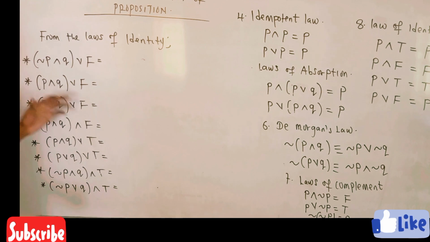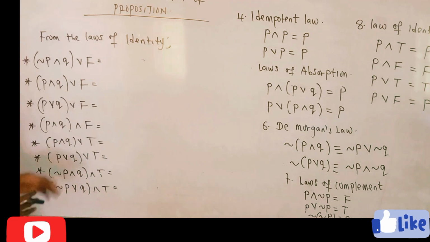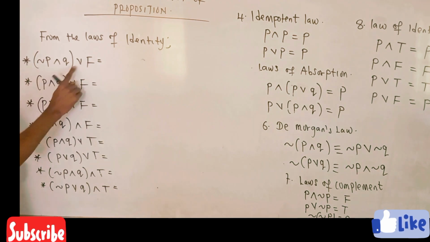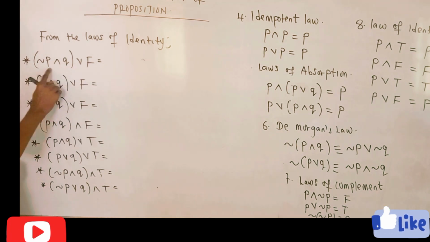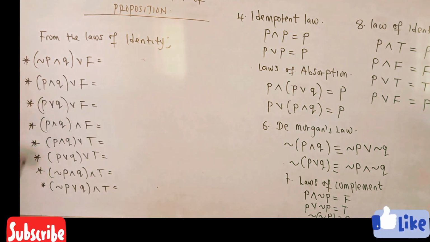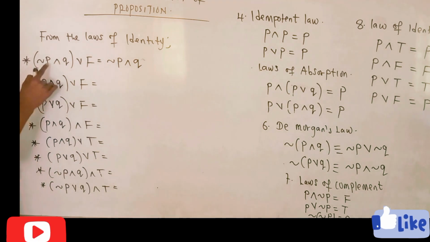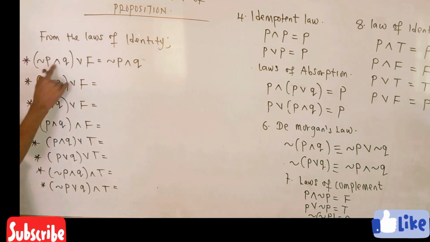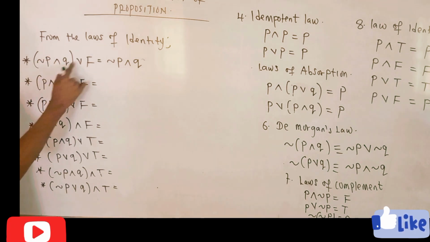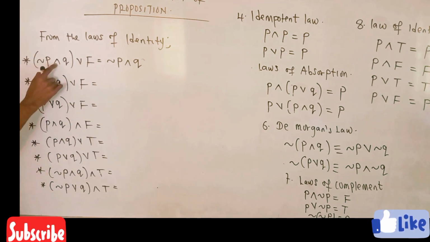Alright, from the law of identity, which is law number 8, we can derive all these terms and expressions we have here. Number 1: anything or false depends on that thing. Any proposition or F depends on that particular proposition. So the answer here is this proposition, negation P and Q. If this proposition is F, then F or F becomes F. If the proposition is true, true or F becomes true. So the answer to this combined proposition depends on this particular proposition here.